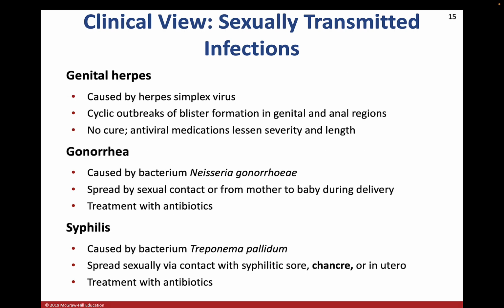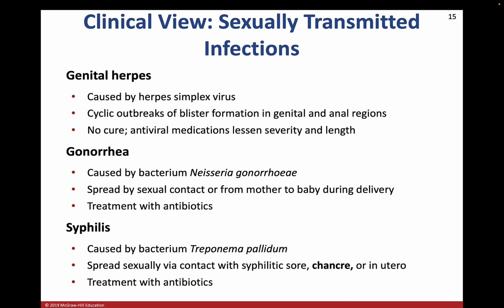Genital herpes, this is caused by the herpes simplex virus. This results in cyclic outbreaks of blister formation in genital and anal regions. At this time, there is no cure for genital herpes, but antiviral medications do lessen the severity and the length of outbreaks. Gonorrhea, and currently there is a strain of gonorrhea that is resistant to antibiotics, and that does create a problem. This is another bacterial infection.